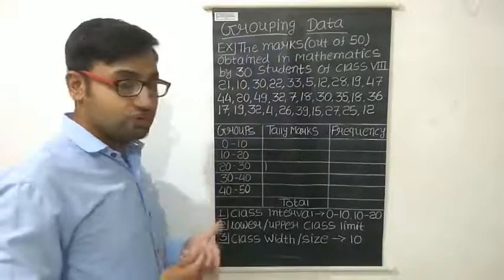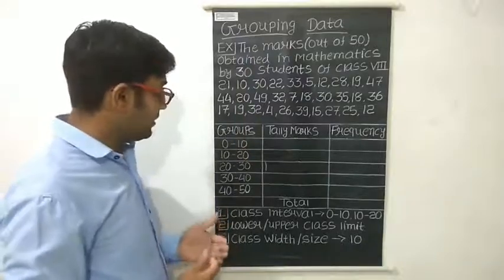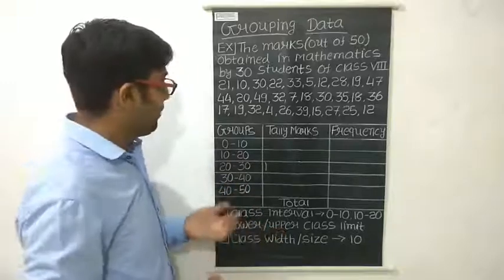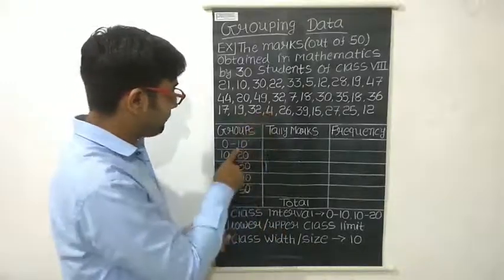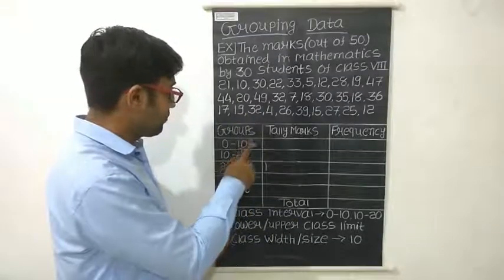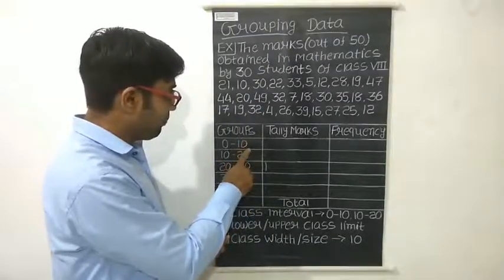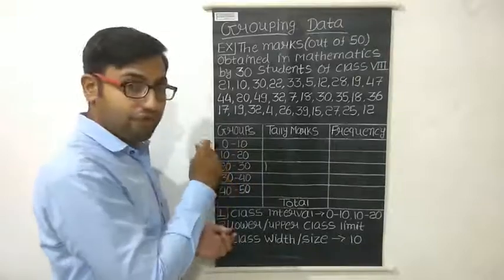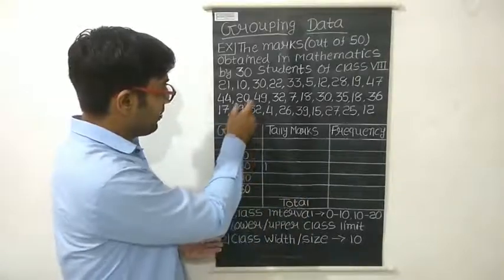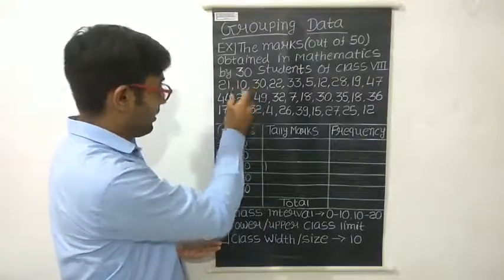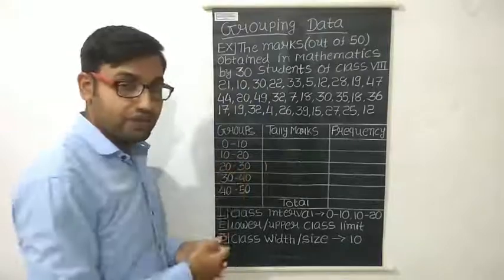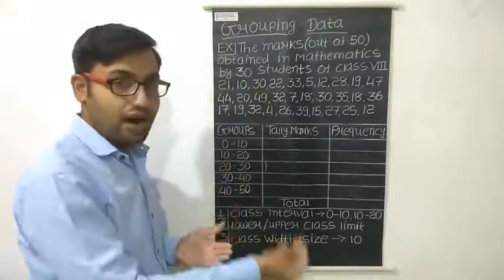So here we use one accepted method: whenever there is a number which is the last number of a group, we do not put it in that group. We put it in the group from which the next group starts. That means the number 10, we cannot put here. We have to put 10 in the group where the group starts.